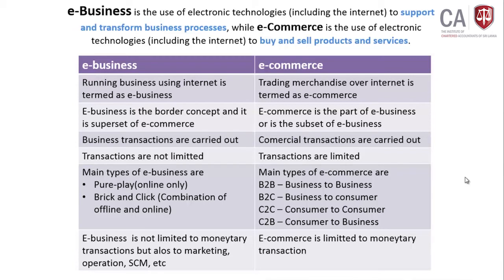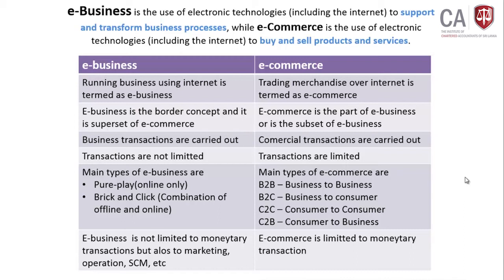In e-commerce, business and commercial transactions are carried out. They are doing business, dealing with other people, and through that dealing they are going to do a transaction and pay money. So here a money mechanism is involved. In e-business, the transaction is not limited; you can do any amount of transactions. But in e-commerce, transactions can be limited.